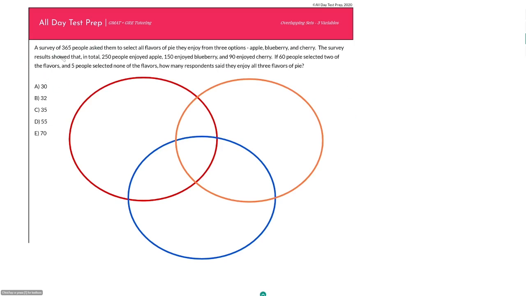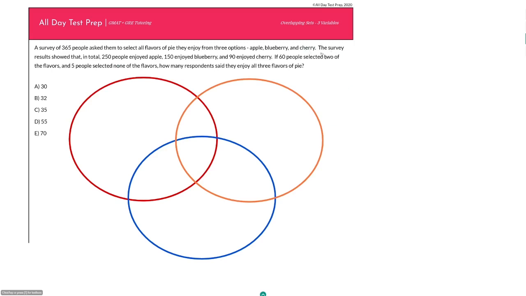So this question here says a survey of 365 people asked them to select all flavors of pie they enjoy from 3 options: apple, blueberry, and cherry. The survey results show that in total, 250 people enjoyed apple, 150 enjoyed blueberry, and 90 enjoyed cherry. If 60 people selected 2 of the flavors and 5 people selected none of the flavors, how many respondents said they enjoy all 3 flavors of pie?